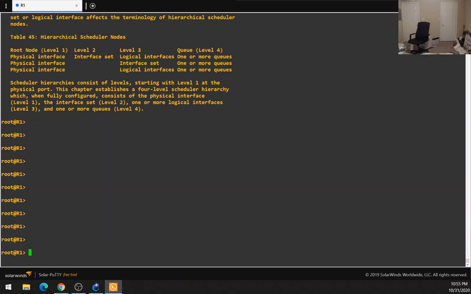Schedule hierarchies consist of levels, starting with level 1 at the physical port. This chapter establishes a 4-level scheduler hierarchy, which, when fully configured, consists of the physical interface level 1, the interface set level 2, one or more logical interfaces level 3, and one or more queues level 4.